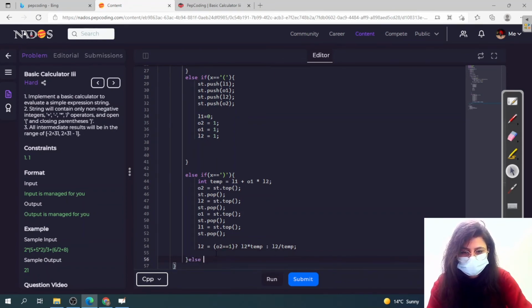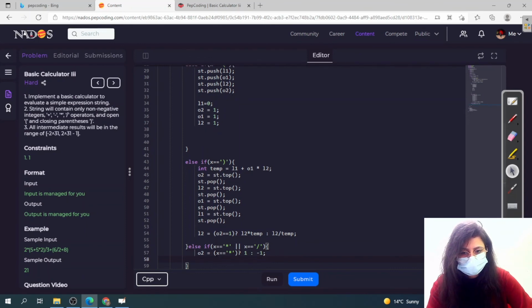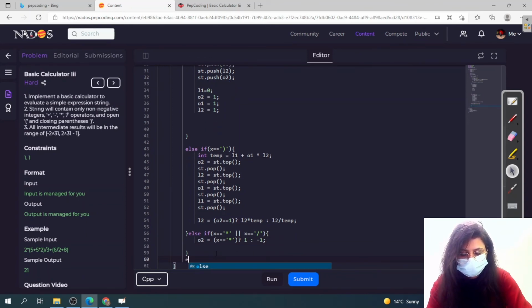Else if x is equal to the multiplication operator or the division operator, then O2 will be equal to, if x is equal to the multiplication operator, then 1, else minus 1. Done.